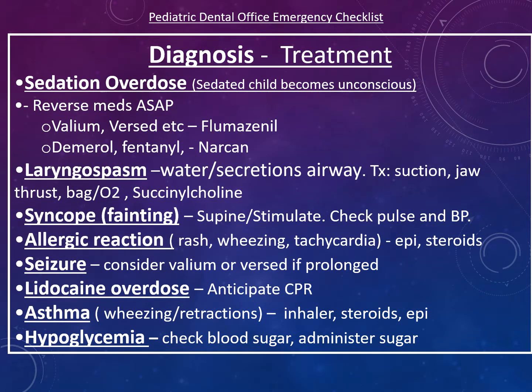Once the ABCs are stabilized, you can then begin to determine what is the cause of your patient's distress. Several diagnoses are listed here along with some shortcuts for treatment. You, of course, will have emergency scenarios in your emergency manual, and you should rely on those. These are just shortcuts.